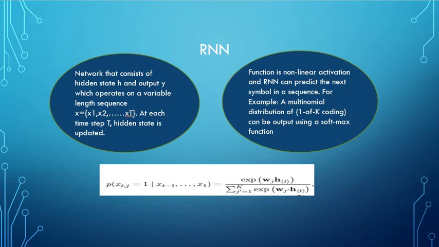This equation clearly shows that h is the hidden state and x is the input, for all the possible symbols, j equal to 1 to K, where wj are the rows of a weight matrix W. By combining these, we can compute the probability of the sequence x.